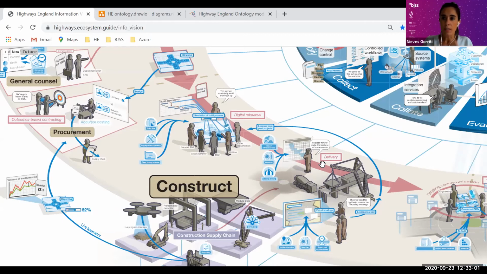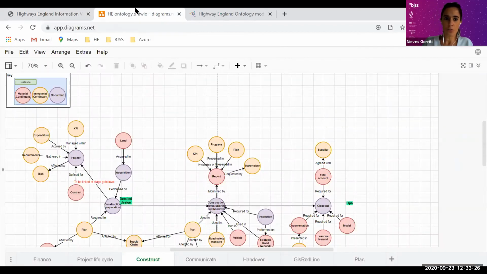We try to understand, and the easiest thing is really to create a list of entities. For example, for construct, we just create a list with supply chain, materials, stakeholders, schedule for the construction, plan, project, budget. So a different list of entities. And then we try to create a small ontology model. For this, we have used Draw.io, a free web app where we can model different diagrams.